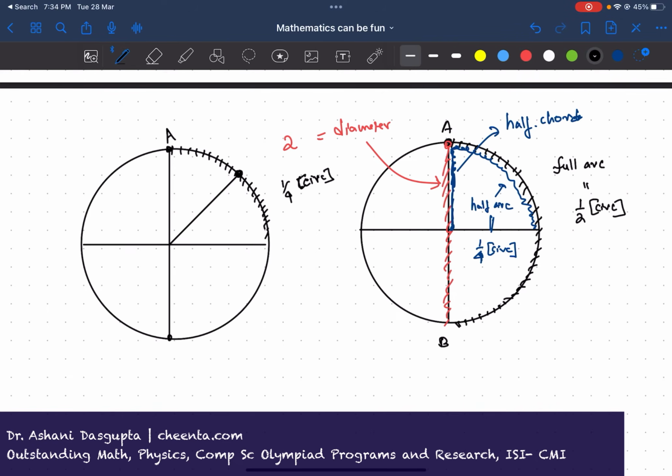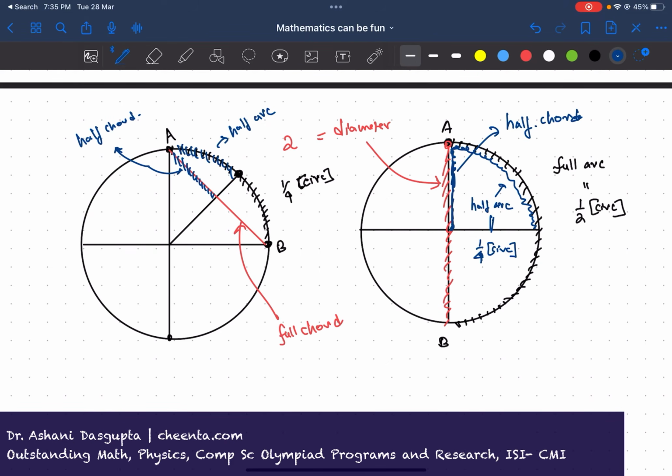Let's call this point A, this point B. Then AB is the full chord, and the arc AB is the full arc. So what are we interested in? We are interested in the half chord and the half arc.